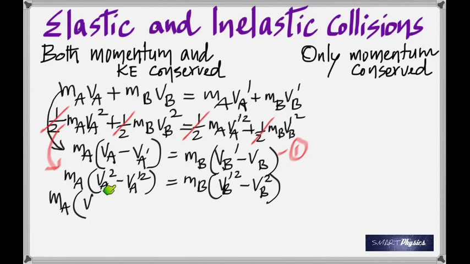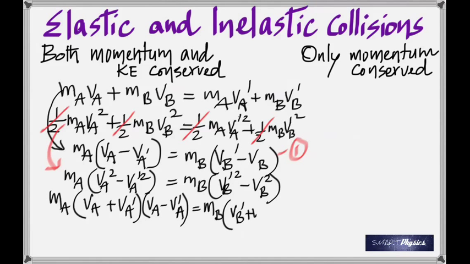Now, do you know that in math you can split this up into two factors? If you have a squared minus b squared, you can write it as a plus b times a minus b. I'm going to do that. So I'm splitting that up into a plus b times a minus b. Same thing on the right side. I'm going to call it equation 2. And then I'm going to divide equation 2 by 1.